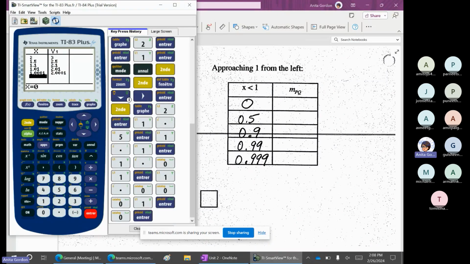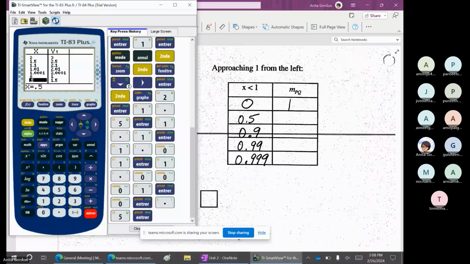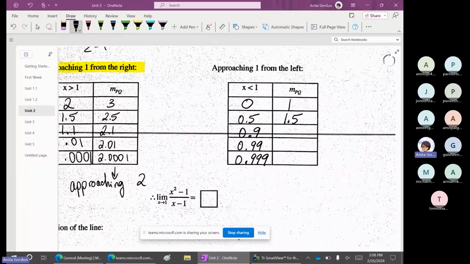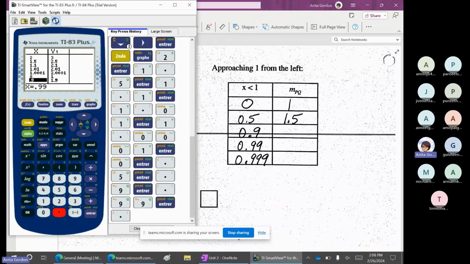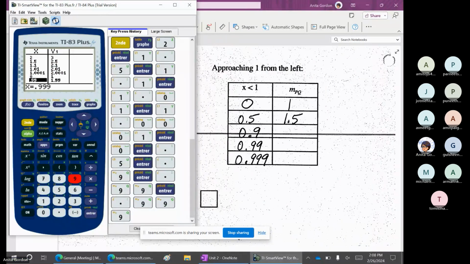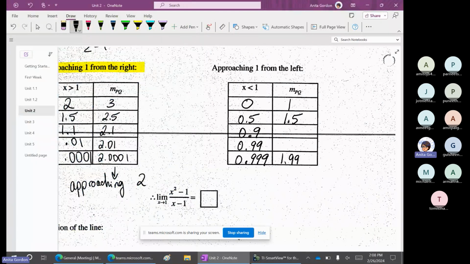So if x is 0, my slope is 1. If x is 0.5, it's 1.5. 0.9, 0.99, 0.999. Enter. Okay, and you can see this goes to 1.999, 1.99, 1.9. So as I get closer and closer and closer to 1, this approaches 2 as well.